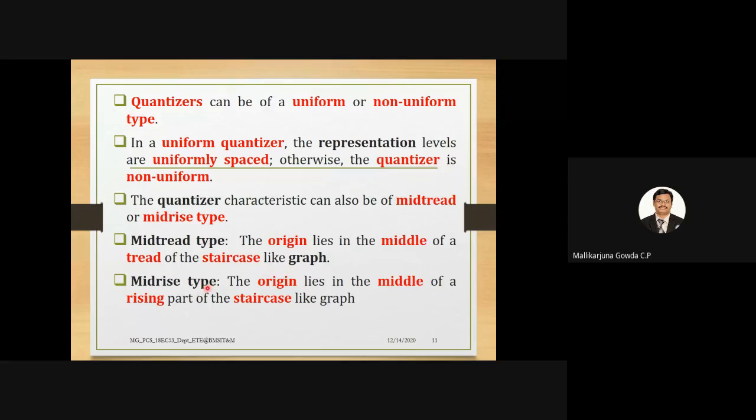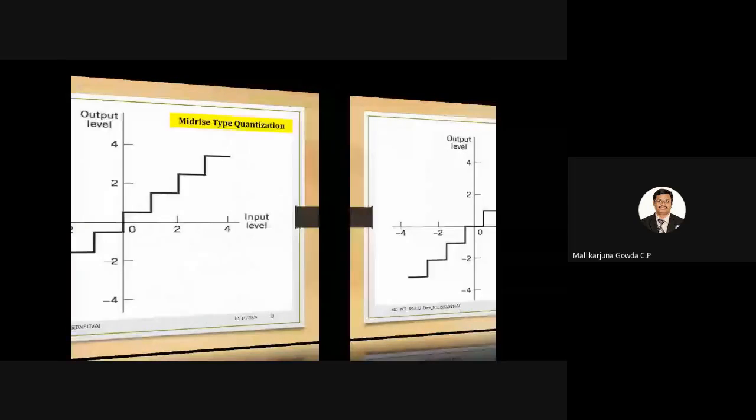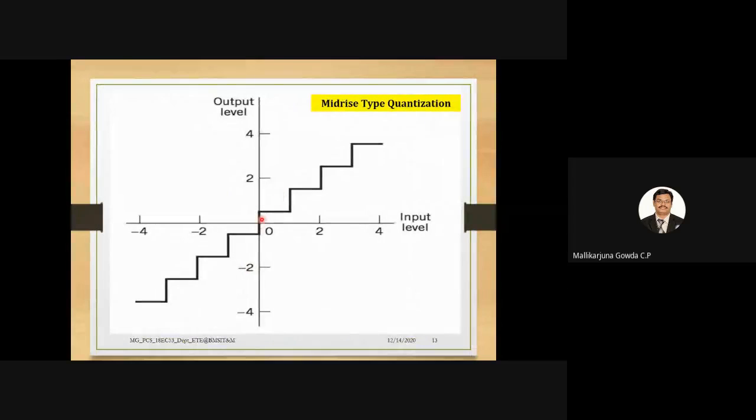In case of mid-rise type, the origin lies in the middle of a rising part of the staircase-like graph. So the rising part will be this one. This is a mid-rise type. So this point is very clear. See, it is at the middle of the rise of this staircase waveform. That is what is called a mid-rise type of quantizer. Hope this point is clear: what is mid-tread and mid-rise type of quantizer. These are the two different types of quantizer characteristics.